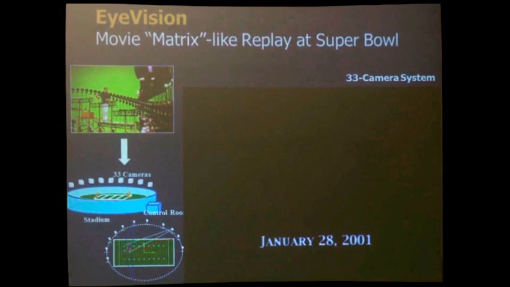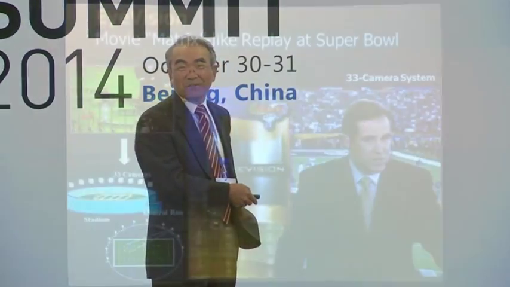Now, during today's coverage of Super Bowl 35, CBS Sports will introduce a new technology called iVision. It provides panoramic coverage similar to the special effects in the hit movie The Matrix.